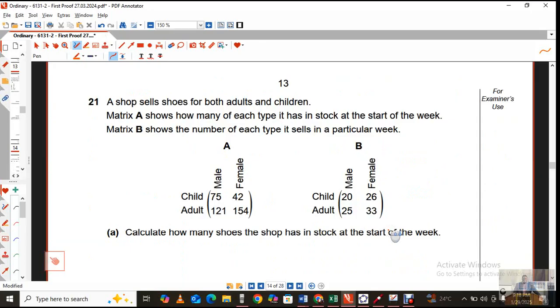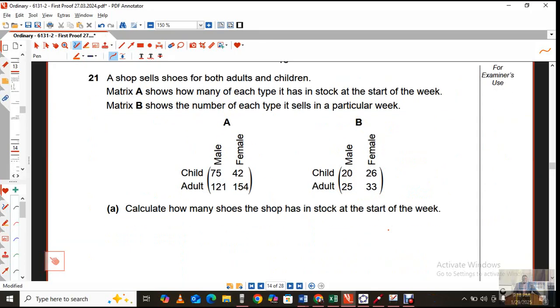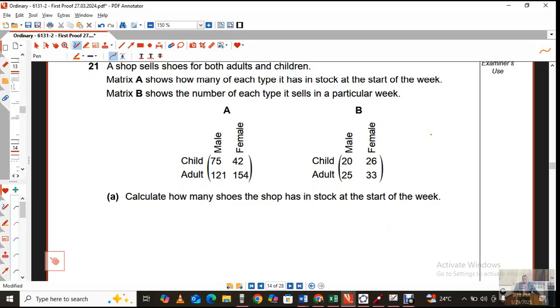Let's go to question 21. A shop sells shoes for both adults and children. Matrix A shows how many of each type it has in stock at the start of the week. Matrix B shows the number of each type it sells in a particular week. Calculate how many shoes the shop has in stock at the start of the week.